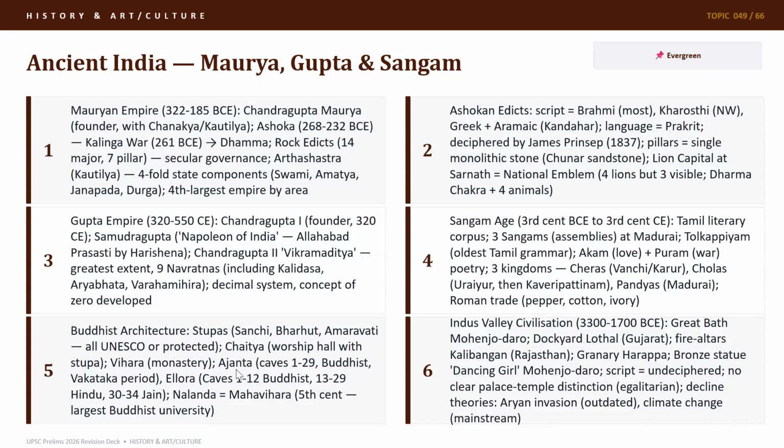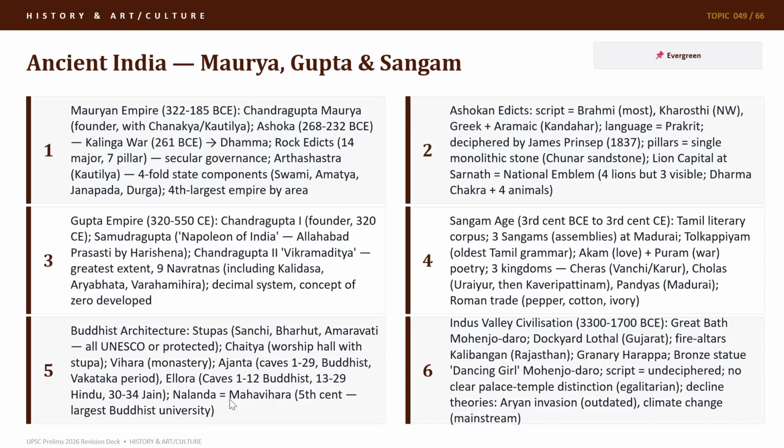Everybody knows this. We have Ajanta caves, where caves 1 to 29 are Buddhist from the Vakataka period. Now you should know when was the Vakataka kingdom established and what was the period, what was the geographical extent of it. And it built the caves 1 to 29 Buddhist caves of Ajanta. Then we have Ellora caves, where caves 1 to 12 are Buddhist, and 13 to 29 are Hindu, 30 to 34 are Jain. So Ellora caves have all the three religions, Buddhism, Hinduism, and Jainism, while Ajanta has mainly Buddhism.